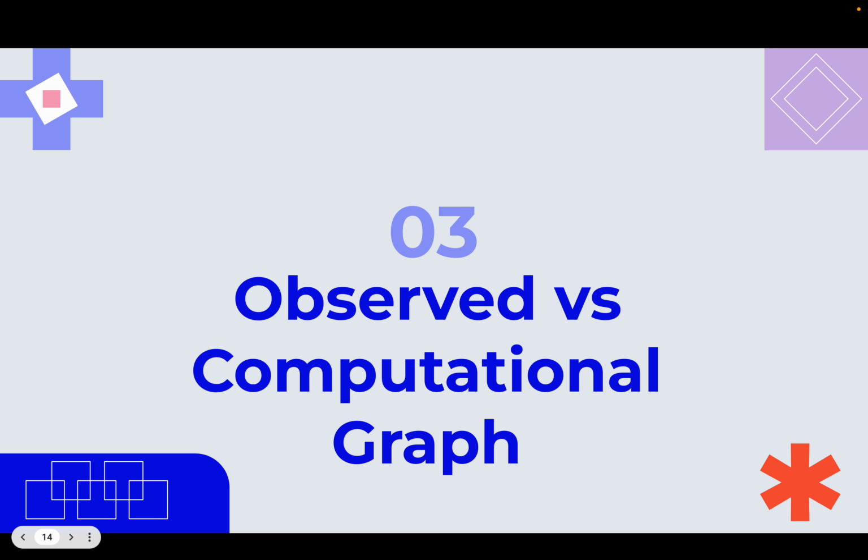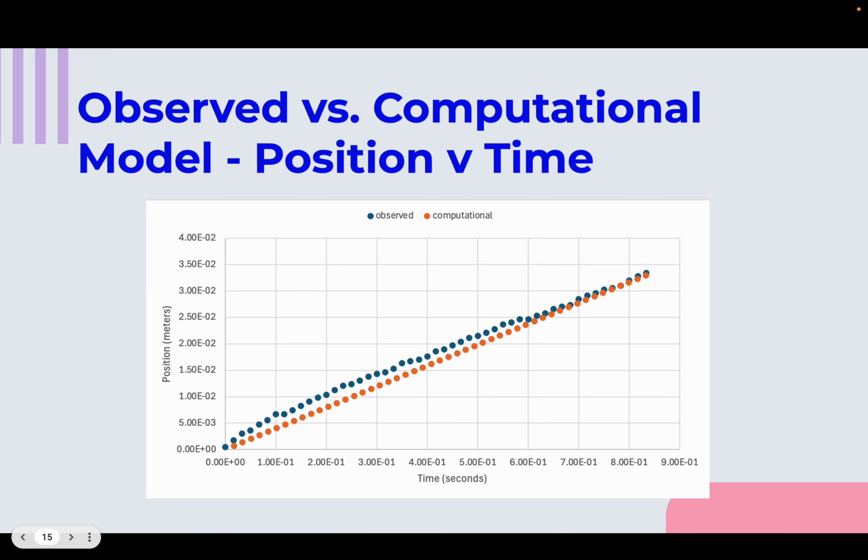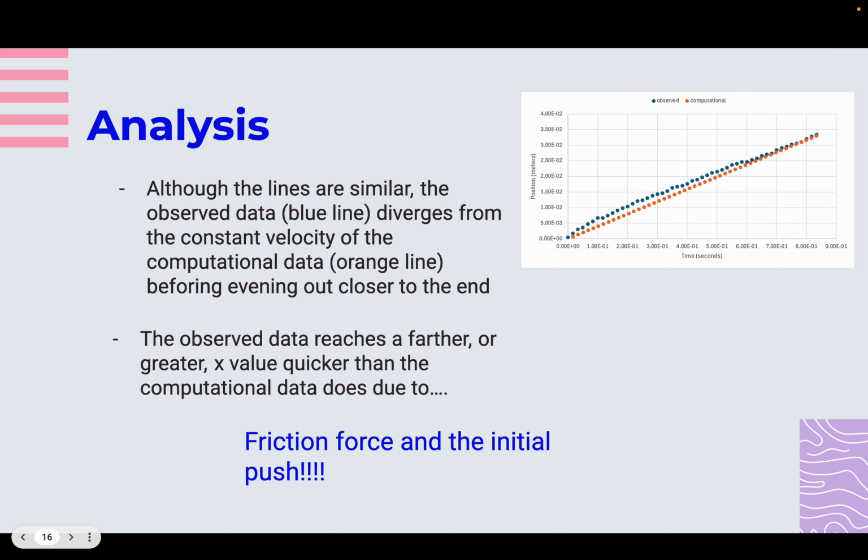Observed versus computational graph. This is our graph. Although the lines are pretty similar, the observed data, which is the blue line, diverges from the constant velocity of the computational data, the orange line, before evening out eventually closer to the end. The observed line, or blue line, reaches a farther or greater x value quicker than the computational data does due to friction force and the initial push.